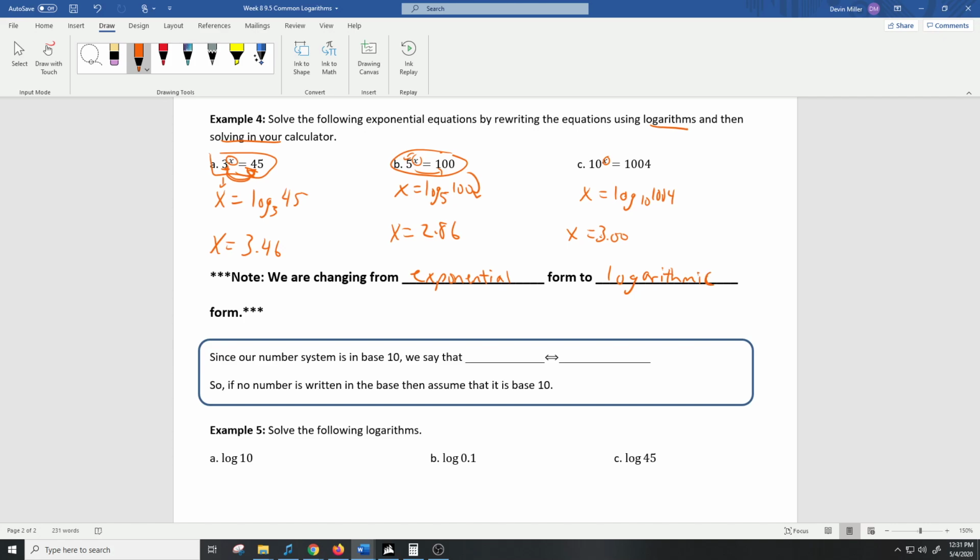This is how they're related. You're able to go from one to the other. You can go back and forth. As long as you do it correctly, then you should be able to get the right answer.